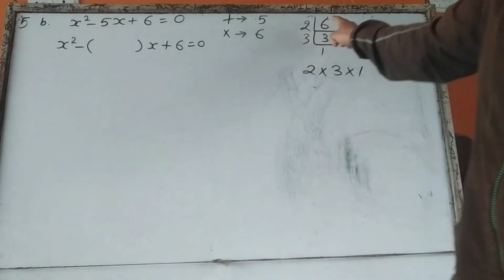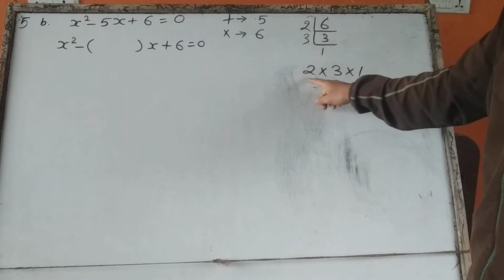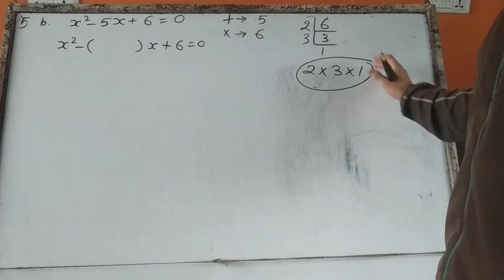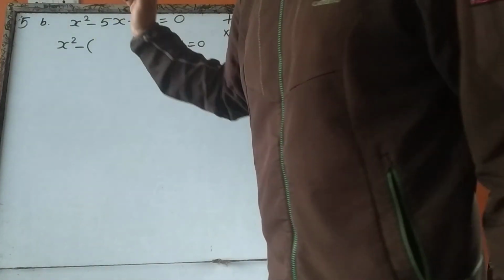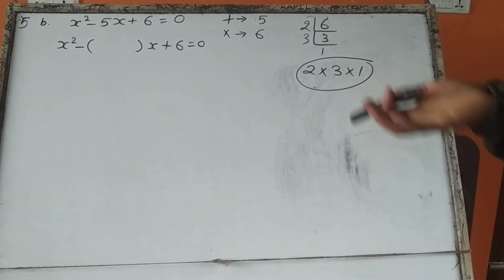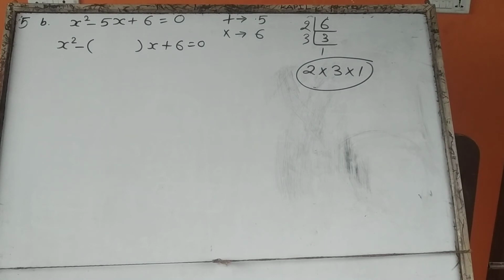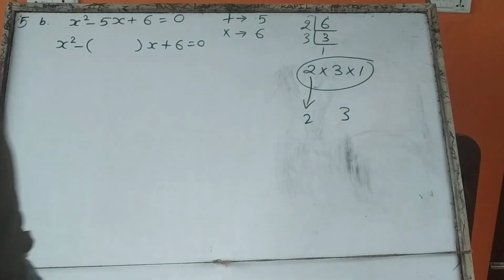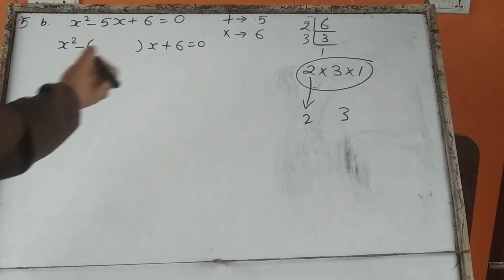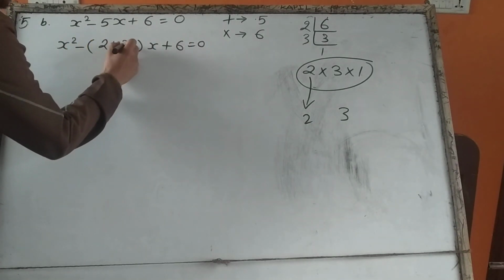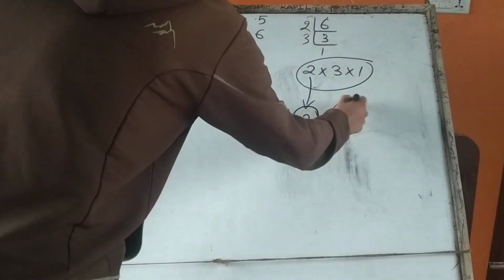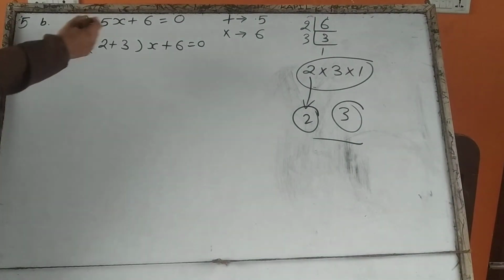So factorize this 6. 2 threes are 6, 3 ones are 3, 2 into 3. These numbers are split into two groups which give us 5 on addition. So what are the two numbers that give 5 on addition and 6 on multiplication? Let's try 2 and 3. 2 into 3, that is 6. 2 plus 3, it is 5. Okay, that is the correct number. So instead of this 5, write down these two split numbers, 2 plus 3. So use the same method.